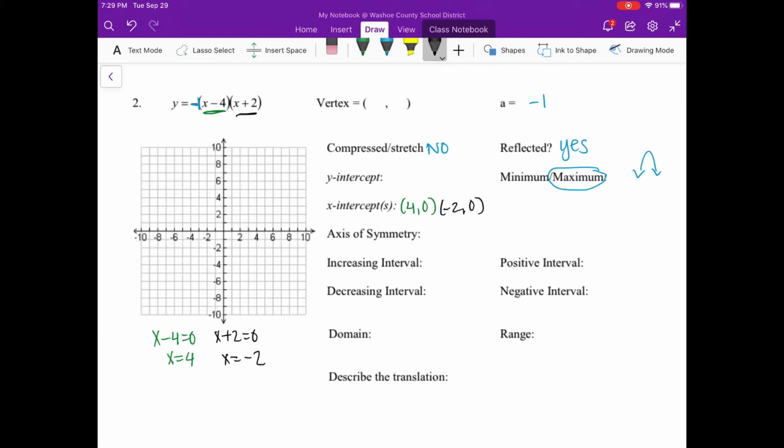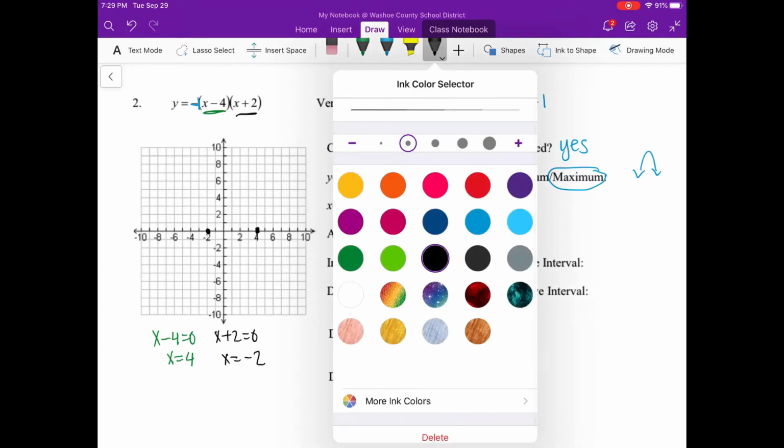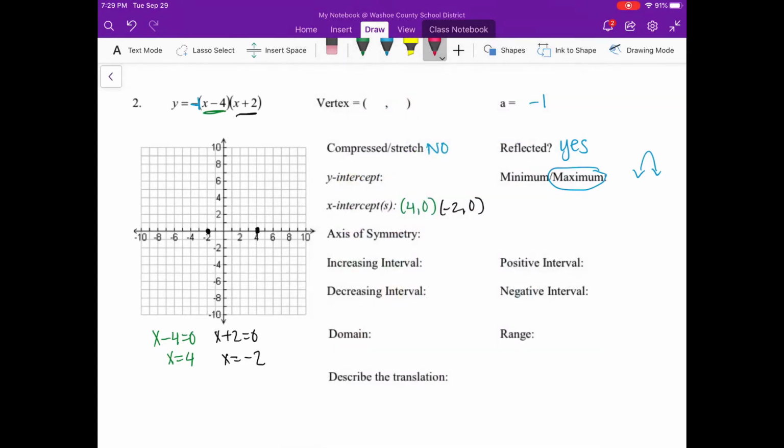So I'm going to go ahead and graph those. I have -2 and +4. We want to find the halfway point between -2 and +4. In this case, that middle point is going to be +1, which is going to be your axis of symmetry. And it's also going to be your vertex x value.